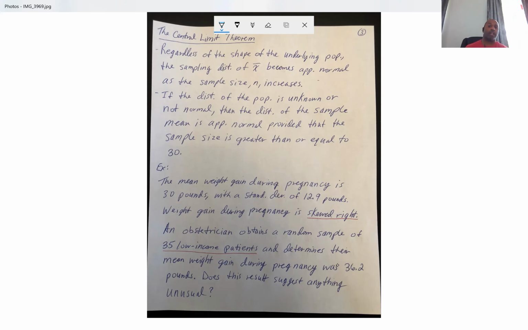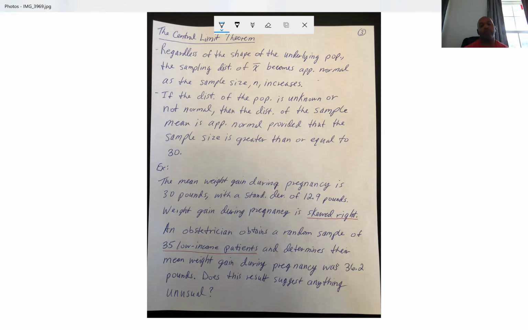In other words, if your population's distribution is not approximately normal, and you increase your sample size, that's what we're analyzing. So if the distribution of the population is unknown or not normal, then the distribution of the sample mean is approximately normal, provided that the sample size is greater than or equal to 30.